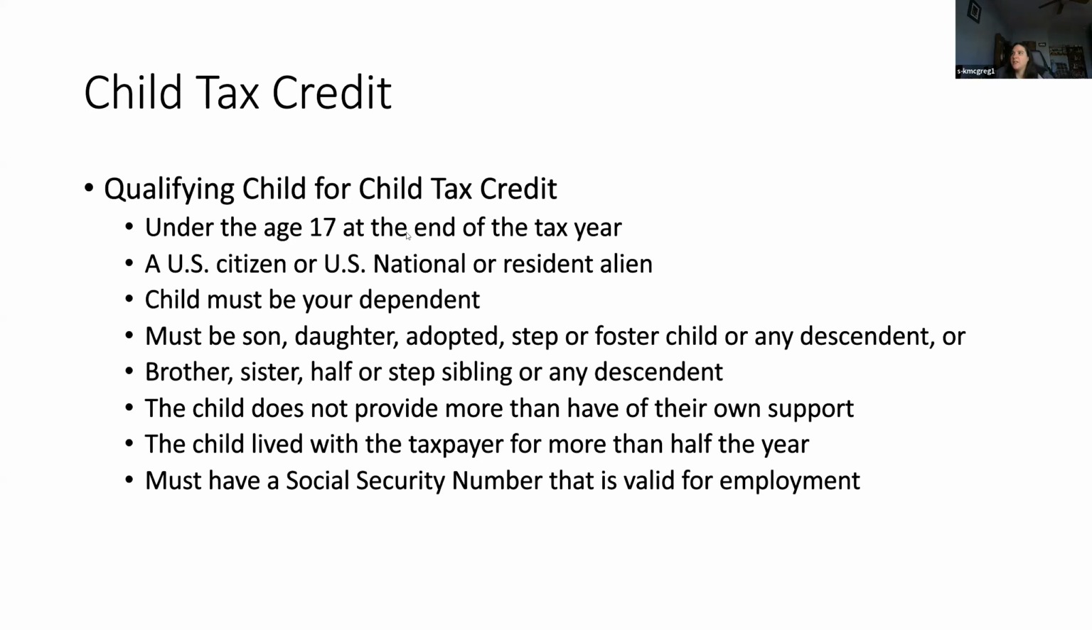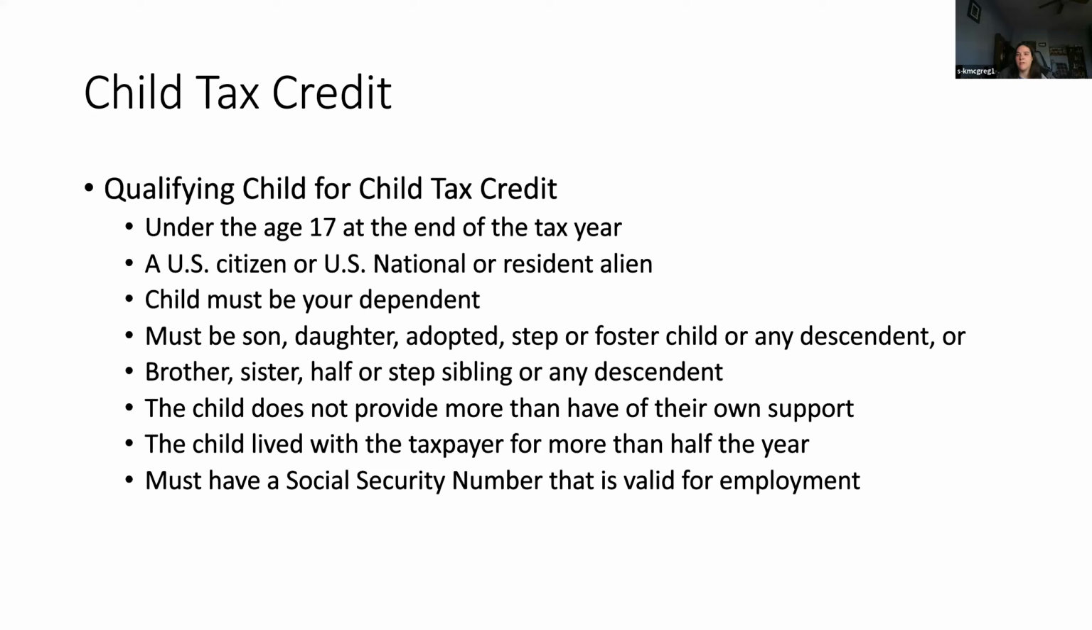So the child has to be under 17, so 16 or younger. They have to be a U.S. citizen, national, or resident. They must be your dependent. They must be your son, daughter, adopted, step or foster, or any descendant, or brother or sister, half or step, or any descendant of them. The child cannot provide more than half their support, and they must live with you for more than half the year, and the child has to have a Social Security number. The taxpayers do not, but the child does.